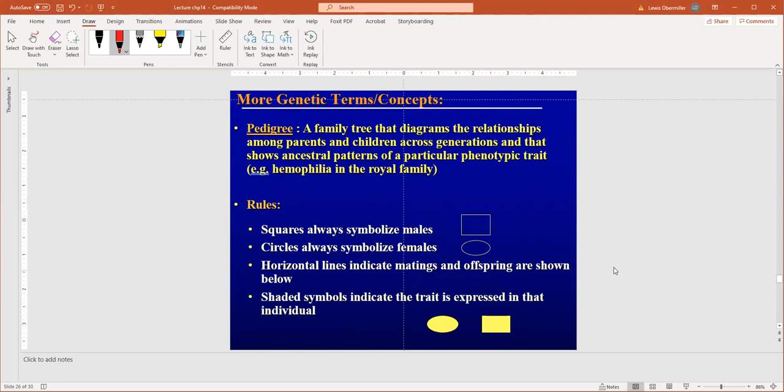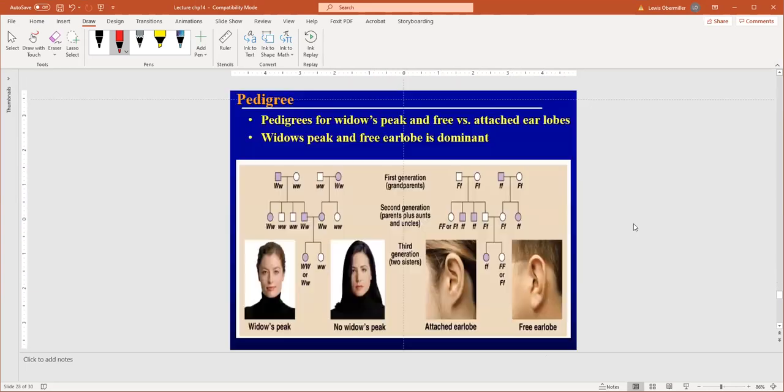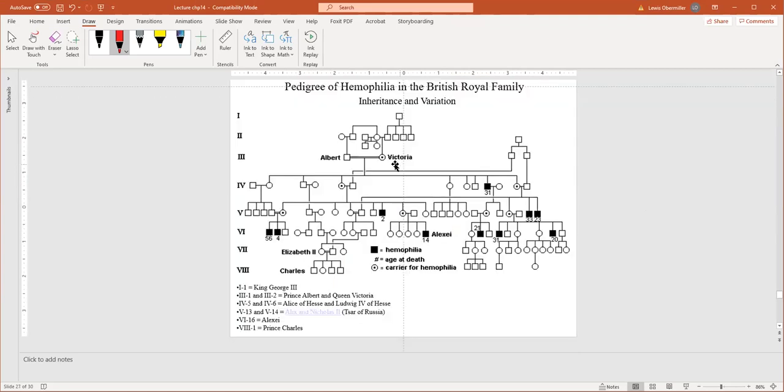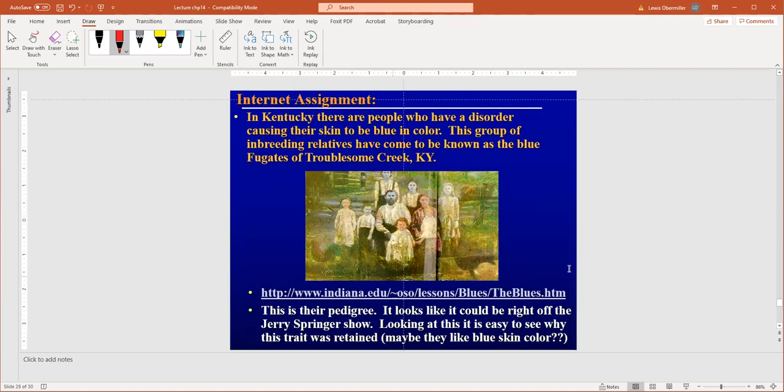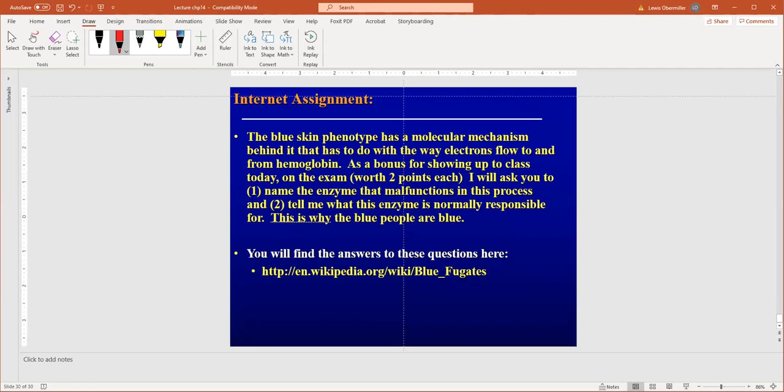Squares are males, circles are females. Filled in means that you have that condition or trait. And then we talked about widow's peak and earlobe. I don't care that you know that. You don't need to memorize this. But you should know the rules of the pedigree. So if I put a pedigree on there, you should be able to tell me, yeah, that's a female because it's round, and that's a male because it's square. You should be able to tell me what a dot in the center means. I might say, is that a carrier? Does that person have it? If it's filled in, you should be able to tell me, yeah, they have it. And then I gave you the extra credit assignment for the Blue People of Kentucky. So if you forgot that, you can go back and look at that lecture.